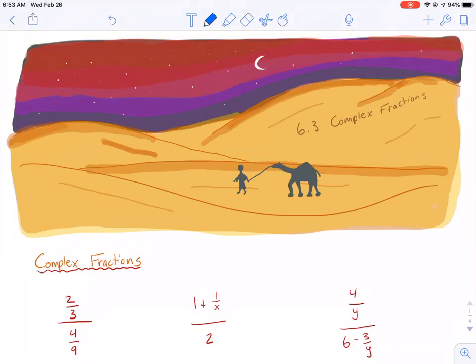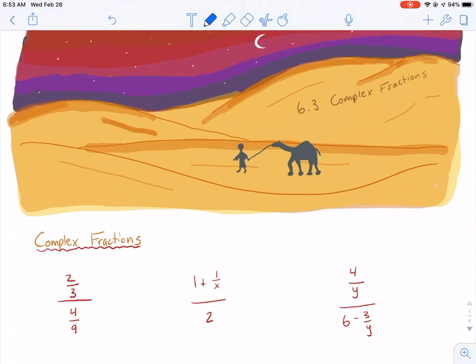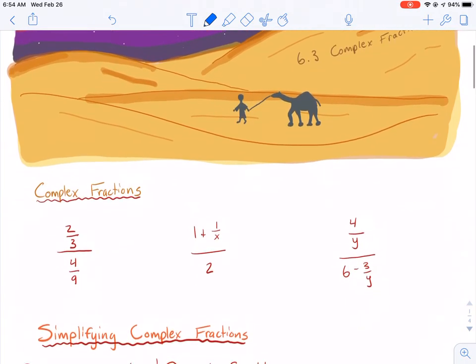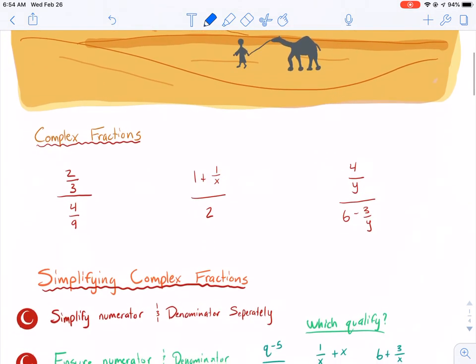Hello everyone, welcome to chapter 6.3, Complex Fractions. Most of you remember adding and subtracting fractions and multiplying fractions and canceling and simplifying. This is an extension of that. So the first thing we need to understand is, what is a complex fraction?